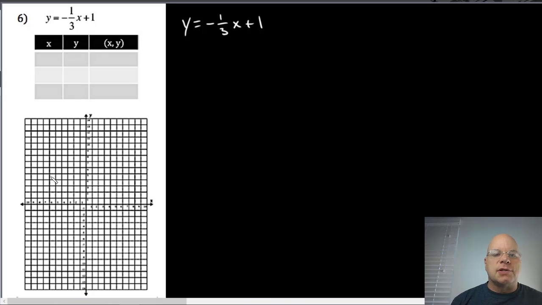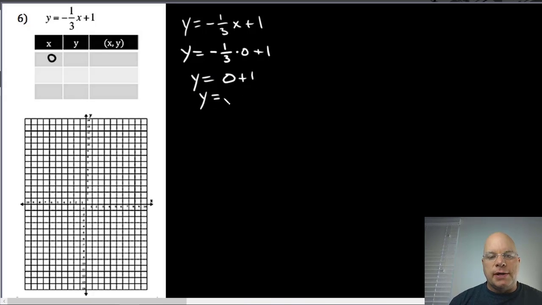You want to choose values for x that will be easy to evaluate, and one of the easiest choices will be when x equals 0, because if x equals 0, then you'll see that this variable term is going to disappear. I'll substitute 0 for x in this equation, negative 1/3 multiplied by 0 plus 1. Well, anything multiplied by 0 is 0, so this is just y equals 0 plus 1, which is y equals 1. So when x equals 0, y equals 1, and so one of the ordered pairs would be (0, 1).